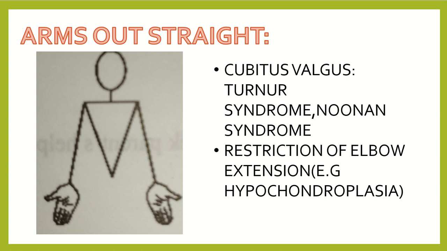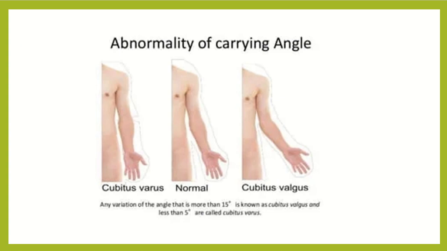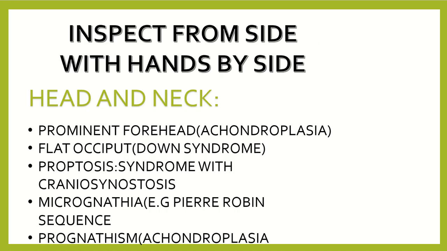In the fifth maneuver, arms out straight, you can rule in cubitus valgus, which is present in Turner syndrome, Noonan syndrome, or any restriction of the elbow extension, which is present in hypochondroplasia. What is cubitus valgus? First, take a look at the normal hand. But if there is any variation of the angle that is more than 15 degrees, then that is called cubitus valgus, that is present in Noonan or Turner syndrome.